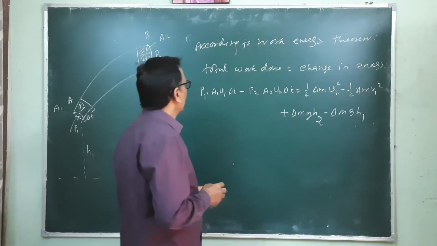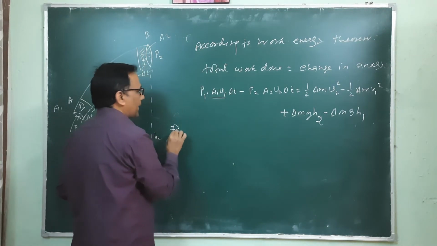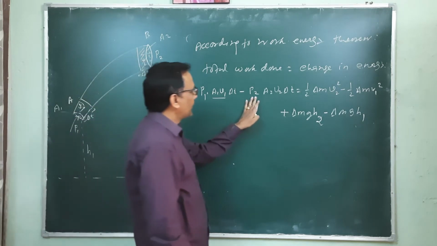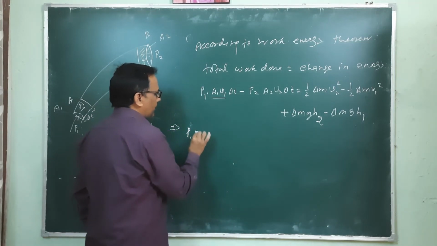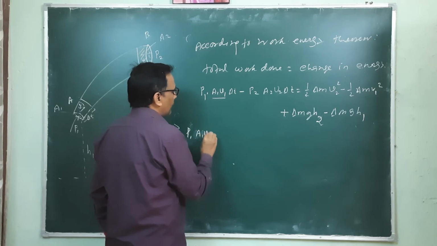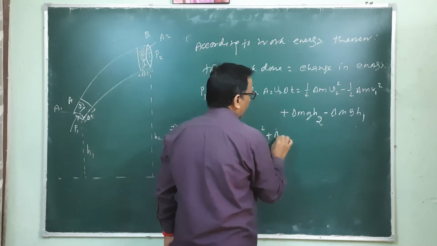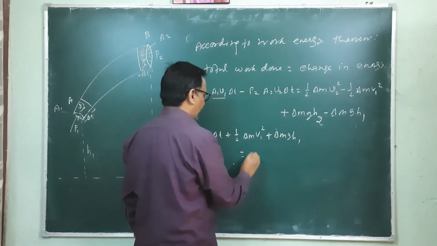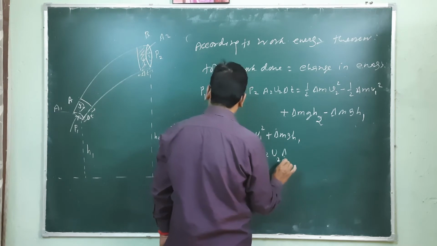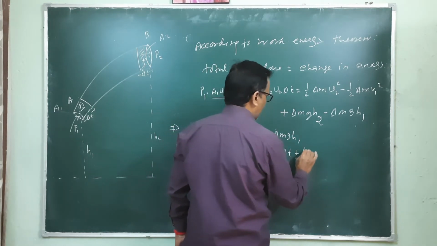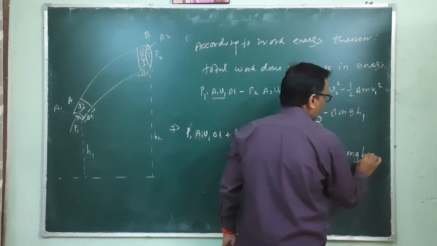Okay. Now we can equate the left hand side and right hand side with positive signs. So we shift the P2 term here, and this term here. The relation will be P1 A1 V1 delta T plus half delta M V1 square plus delta M G H1 equals P2 A2 V2 delta T plus half delta M V2 square plus delta M G H2.